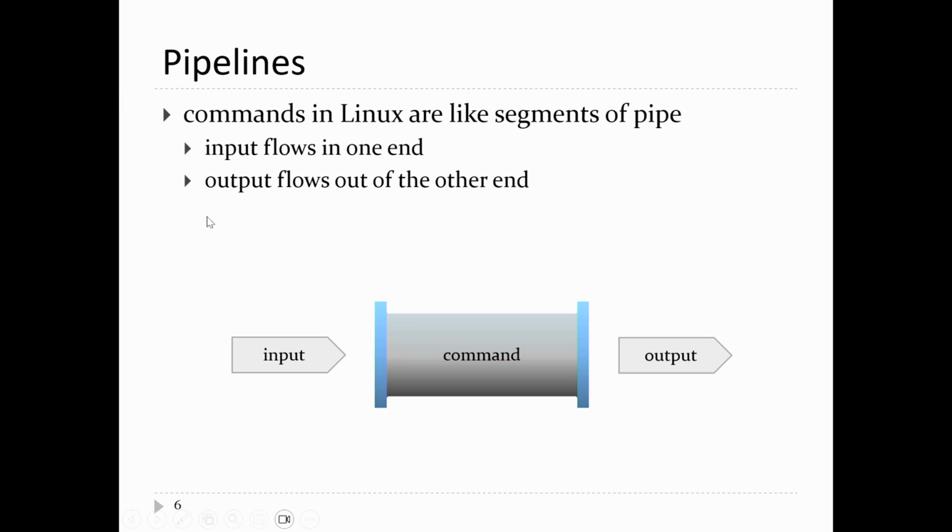Okay, so pipelines. On the first day of class, or the second day of classes, I showed you how to write a pipeline. You can think of a command in Unix as being a section of pipe. On one end of the pipe is some input, and on the other end is some output. In other words, a command accepts zero or more pieces of input, and it produces some output. The input could be a stream, and the output could be a stream.